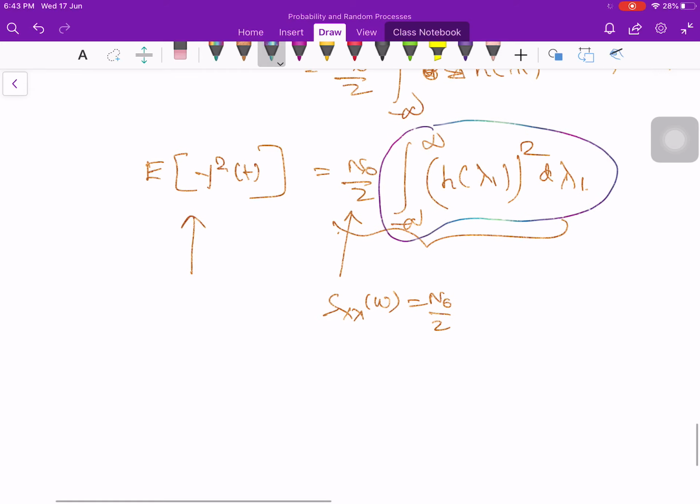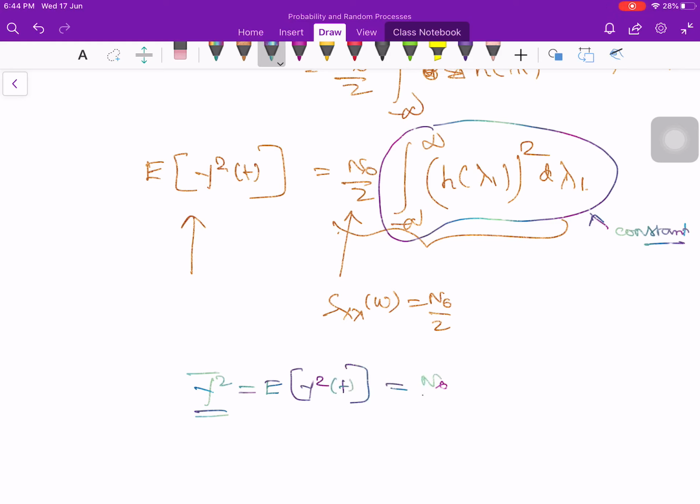Again this is constant for a given system, because you are doing the integration from minus infinity to plus infinity. Therefore, let me use y square bar for the expectation of y square of t. This is equal to the constant n naught over 2 times the area under the function h square of t versus t curve. So this is the mean square value of the output process.